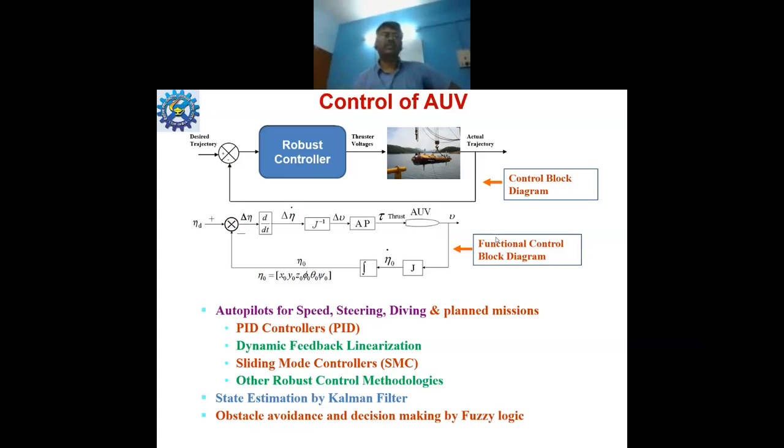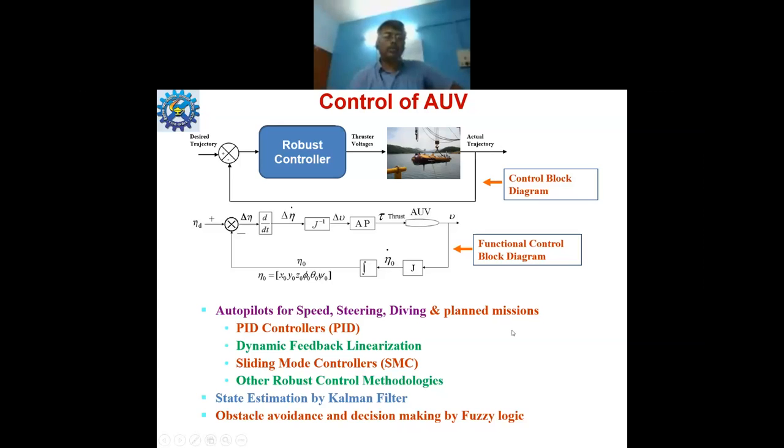So this is the control aspect of AUV. We should have a desired trajectory, then we will have a robust controller. The robust controller will deliver the required control input like thruster voltage, so that the vehicle, which is associated with a number of propellers as well as control surfaces, will move when the voltage is delivered. Then the actual trajectory will be measured and compared. And accordingly, we can have various kinds of trajectories through development of a robust controller.